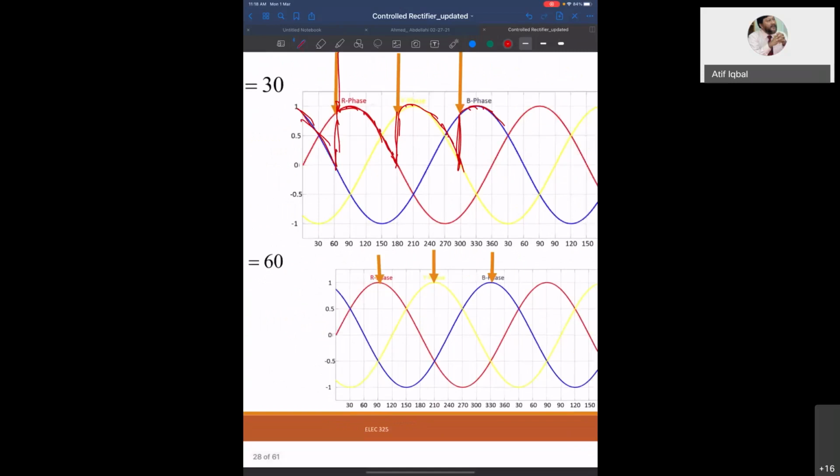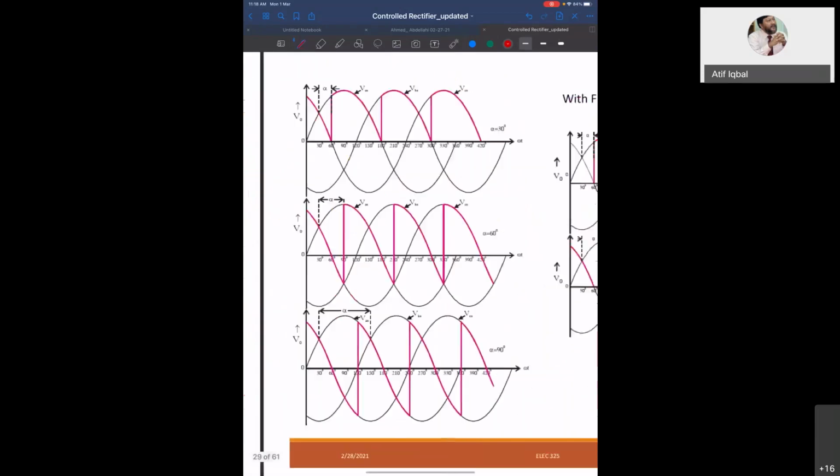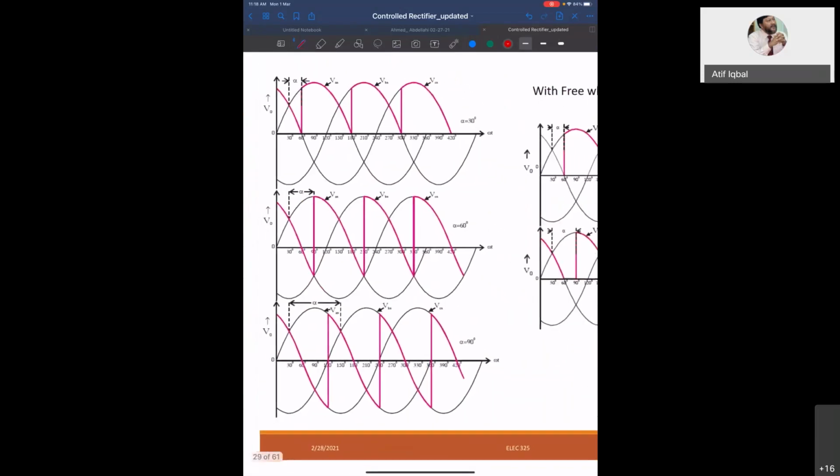For alpha equal to 60 degree, my operating point has shifted here. So I get this. If it is RL load, I will go in the negative. If it is R load, I will not go in the negative. I will only have positive. So this is my output voltage. Okay. The same thing is drawn here.